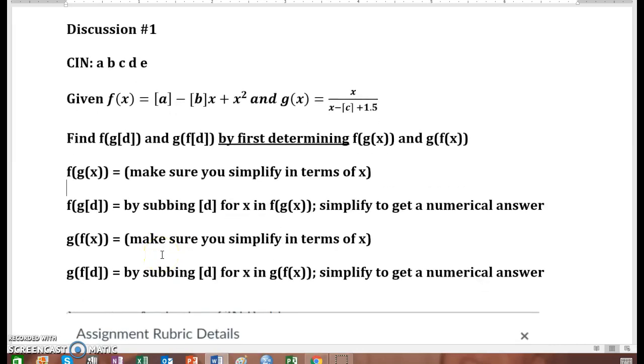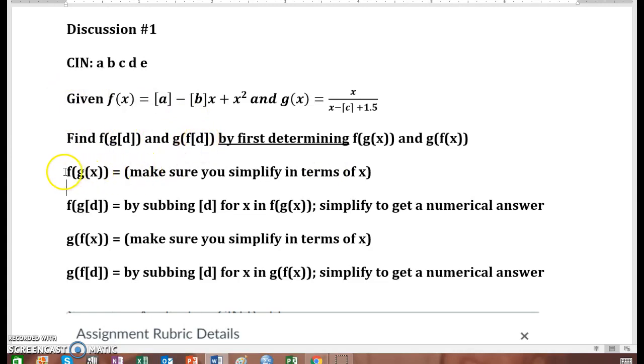The discussion post asks you to find f of g of d. Now d is the d that comes from your calculus identification number. So f of g of d will give you a numerical value, as will g of f of d. It states very clearly that we first want you to determine f of g of x and g of f of x. That means we want you to compose the functions first and then find the values of f of g of d and g of f of d respectively.